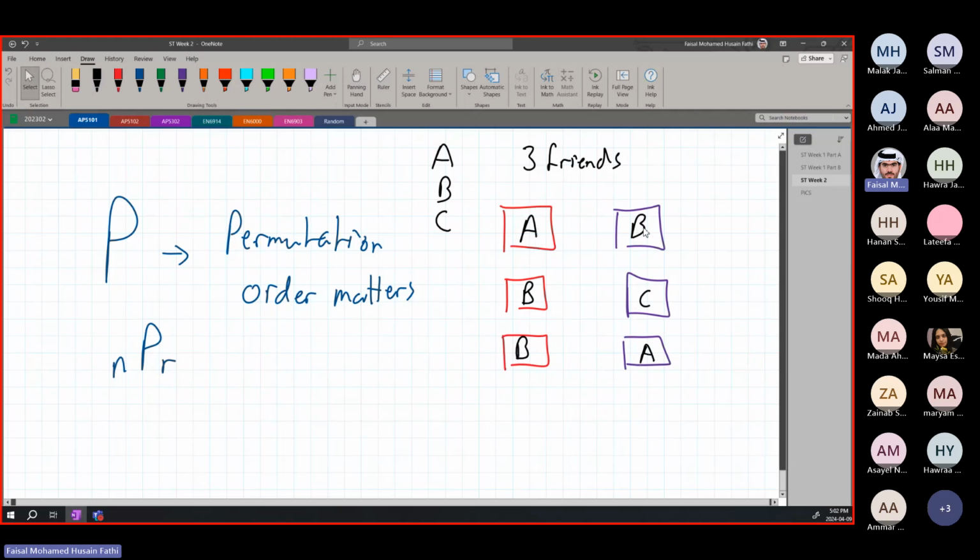Meaning we cannot just select A and B as two friends who just went and sat together. No, we cannot just say those 2 friends are sitting next to each other. No, we are saying friend A is sitting in this place and friend B is sitting in that place. This is when order matters.